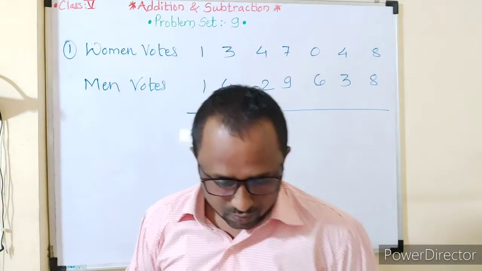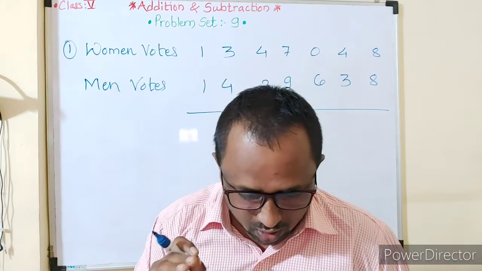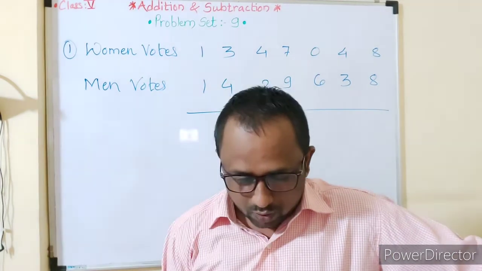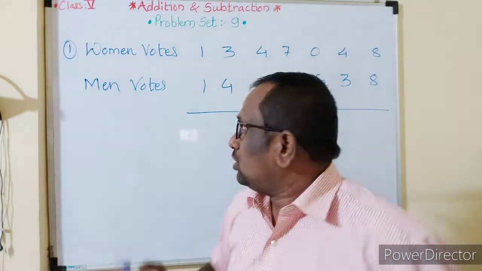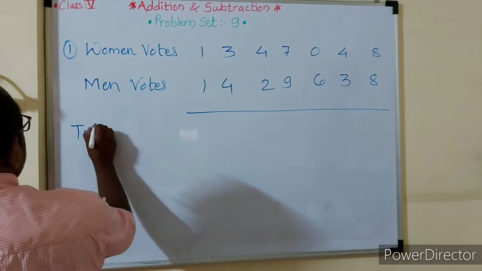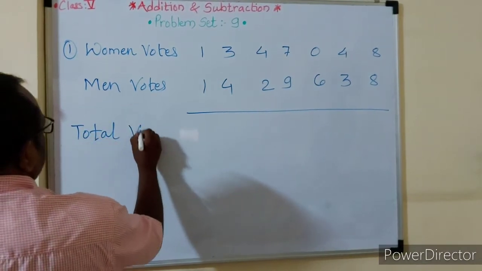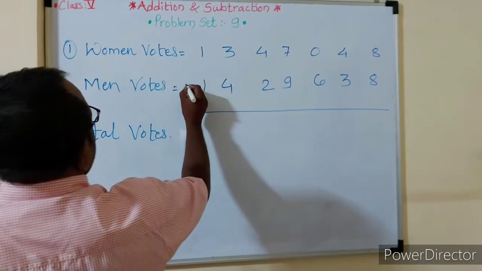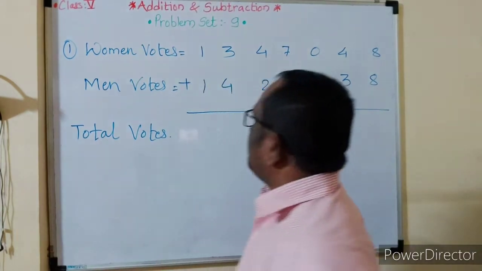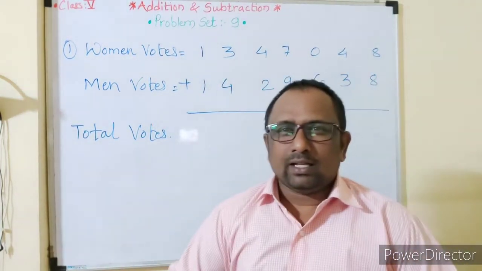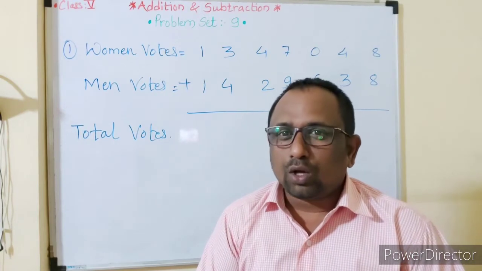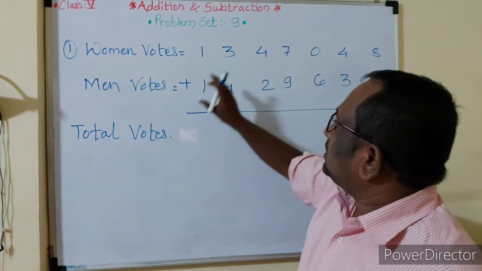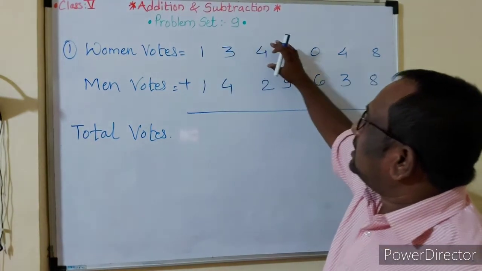Then what they ask: we have to find how many votes were polled altogether. So altogether, here we have to find the total votes. So just write here total votes is equal to. Here we are going to do addition, that's why the plus sign. Now see students, there are some things you have to keep in mind when solving the examples. While writing the examples, give space between each digit.